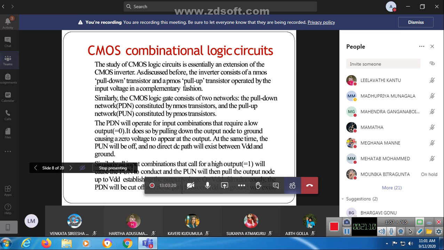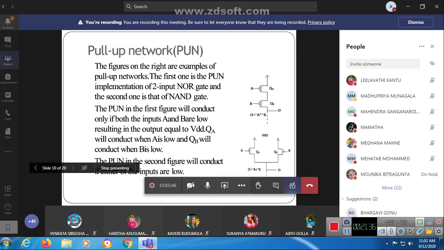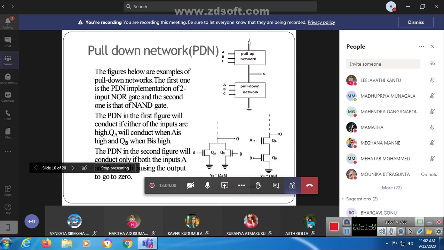So that is the meaning of pull-up and pull-down network. See here, in the diagram we have the pull-up and the pull-down networks. So here different inputs and outputs will be implemented by using the nmos transistor in parallel form and in series form. And the same way, the pull-up network will be established by using the pmos transistor in series form and in parallel form.